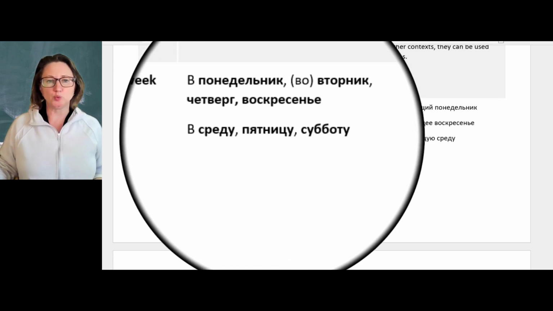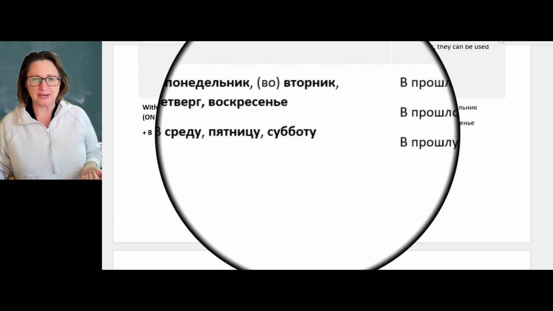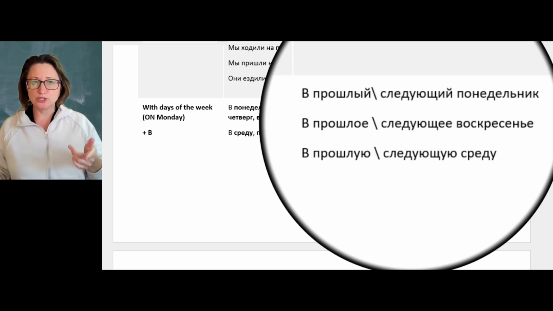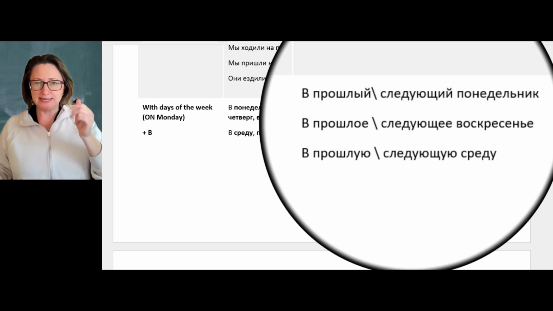В среду, в пятницу, в субботу. Okay, so here I also give you options how to say last or next Monday, last or next Wednesday, and so on. So прошлый and all its variations mean last, and следующий and all its variations mean next. So let me read all the lasts and then all the nexts to you.